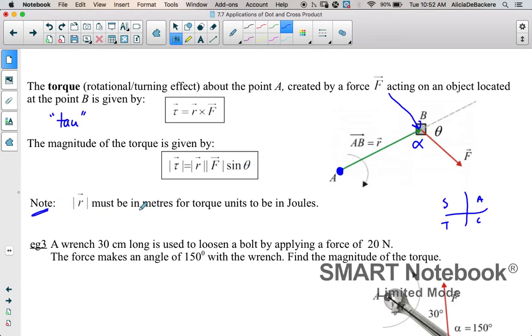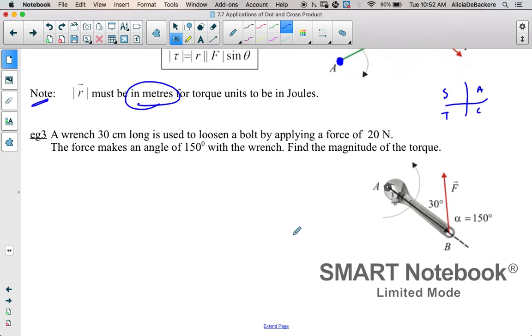All right, a note again: R, the distance between where the force is being applied and where the rotation is happening, must be in meters for the units to be in joules for my answer. So my torque units are usually joules.